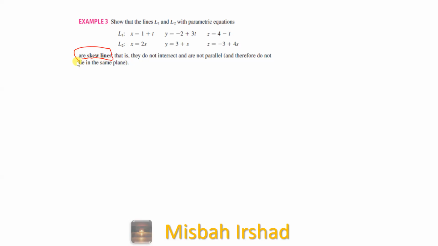Lines are not parallel if their direction vectors are not parallel. That is, if their direction vectors are not scalar multiples of each other, then the direction vectors are not parallel. If direction vectors are not parallel, the lines are also not parallel.